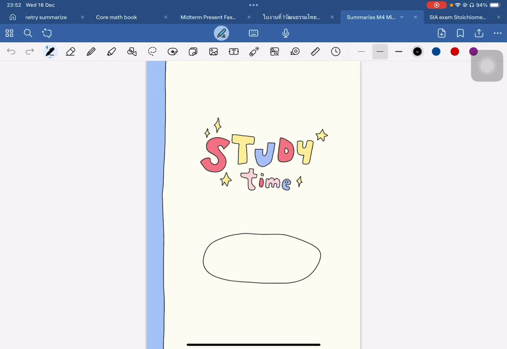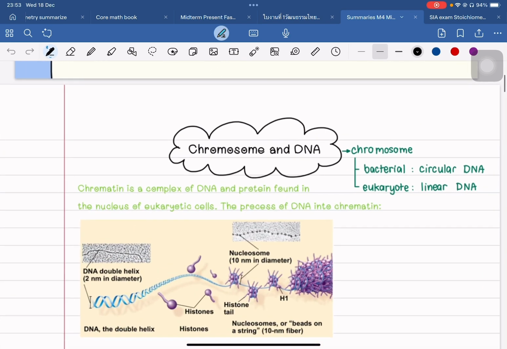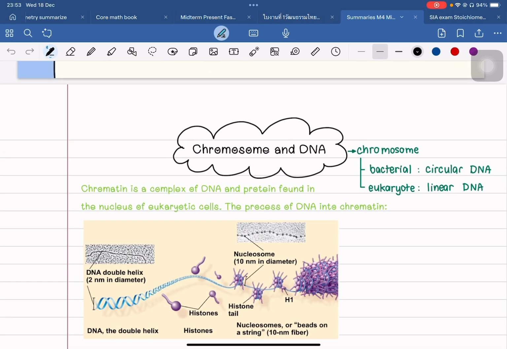Hello, my name is Paint, number 14, and today I have to summarize chapter 4 and chapter 5. First we're going to start with chromosomes and DNA.